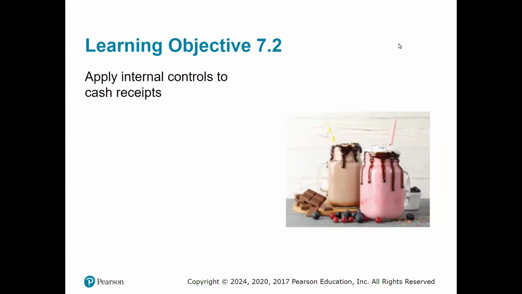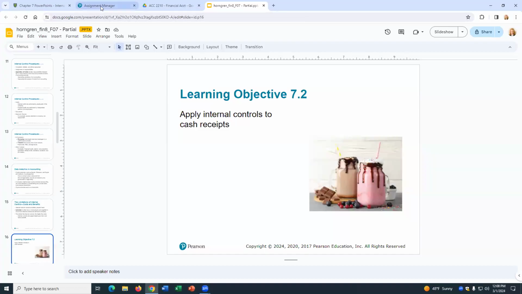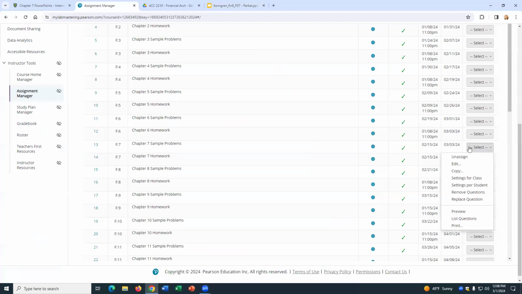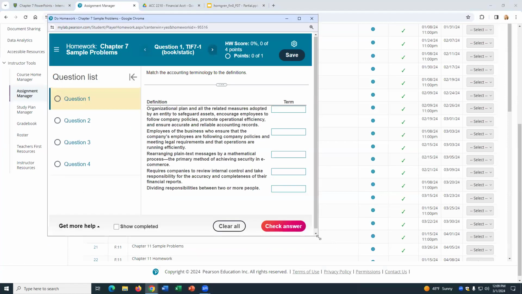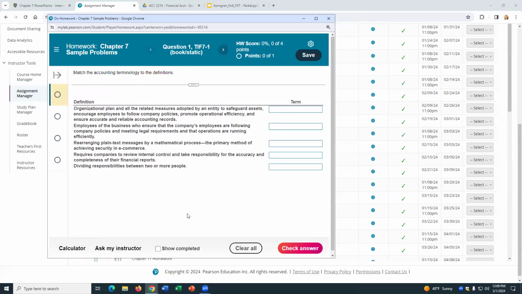All right, so those are the general concepts related to internal controls. You can probably answer sample problem number one based on what we've just talked about so far. So look at that really quick. All right, so take a second and just recall those terms.